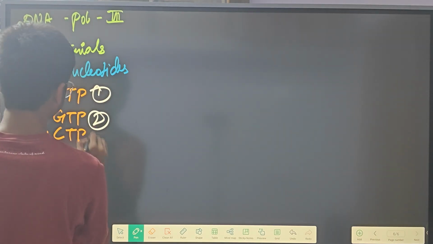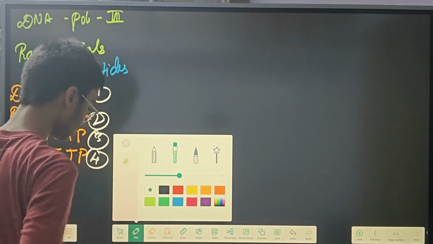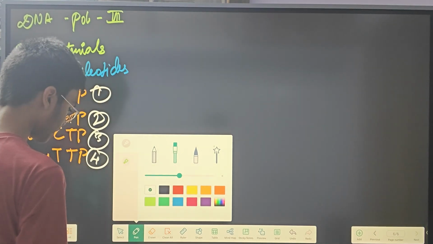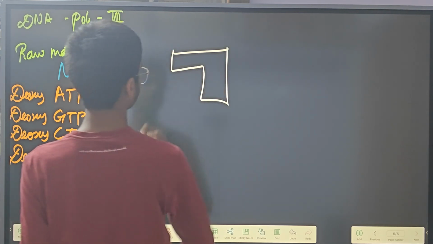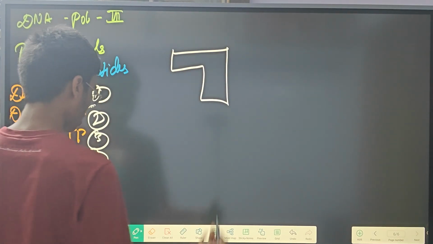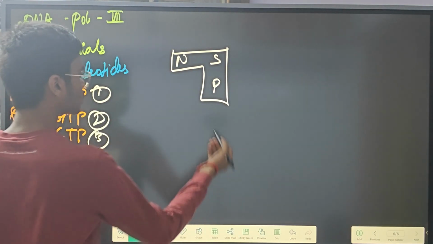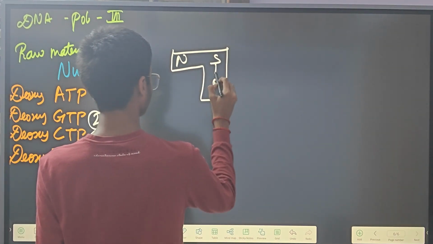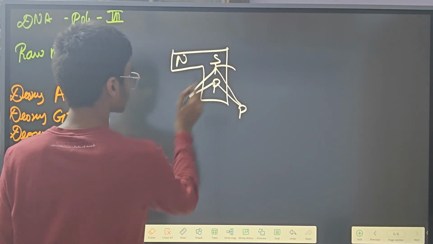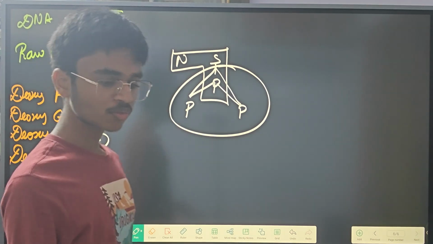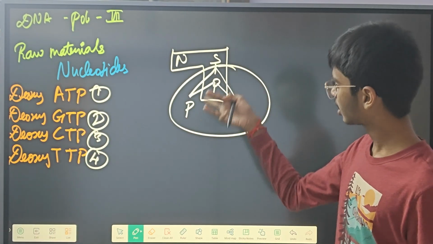Now we are just going to check out the structures, just any one structure. For example, let us consider this as a nucleotide, where there will be a sugar, a nitrogen base, and a phosphate, right? Along with this phosphate, two more phosphates will be attached. Since this has three phosphates, what is the full form of ATP? Adenosine triphosphate. So here also it is triphosphate.